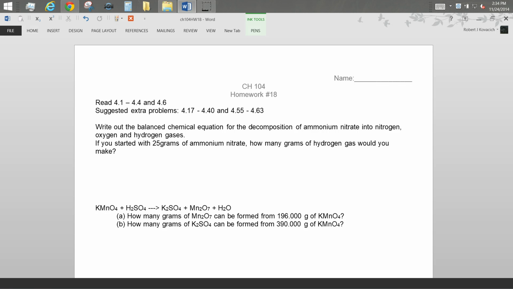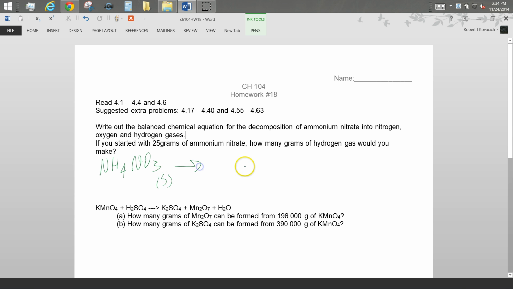All right, let's go ahead and take care of this homework. Write out the balanced chemical equation for the decomposition of ammonium nitrate into nitrogen, oxygen, and hydrogen gases. So I've got NH4NO3. What state is this in? Solid. It's a solid. Those are your only two options because this is an ionic compound, but it's not wet.